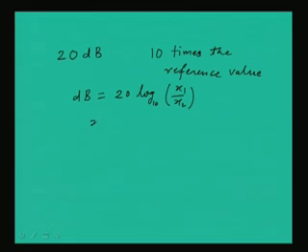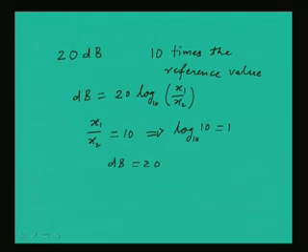If x1 by x2 is 10, then we will be having log 10 as 1. So, dB will be equal to 20. So, you can see that when this ratio is 10, the actual displacement is 10 times the reference value, then that measurement is called 20 dB. So, this is a relative displacement, not the absolute displacement.